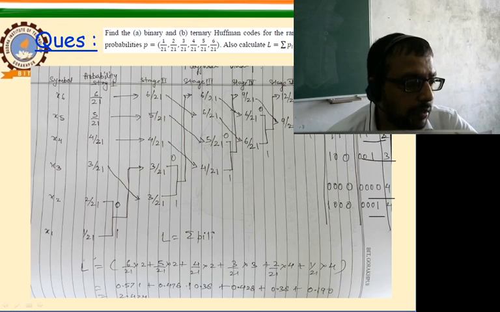Then now we calculate the expected length. We know the formula of expected length: we have to calculate L equal to summation pi li.